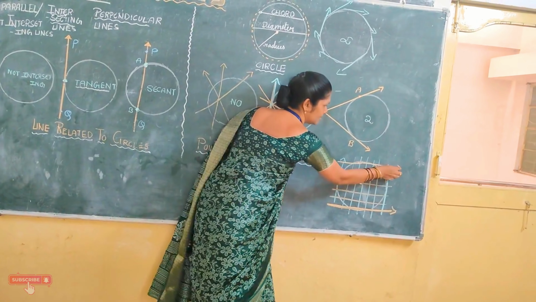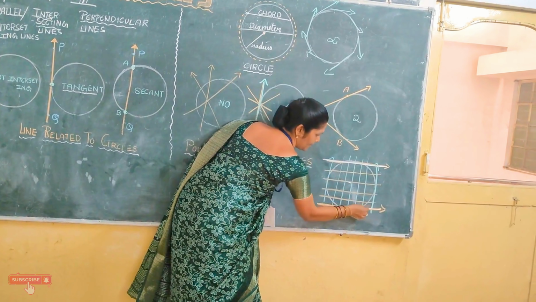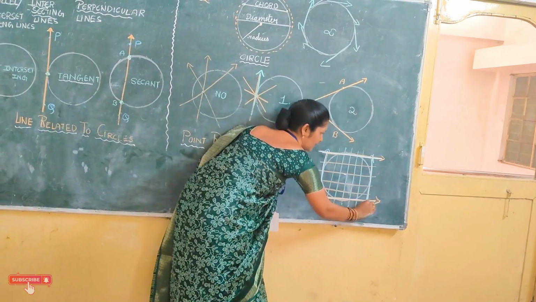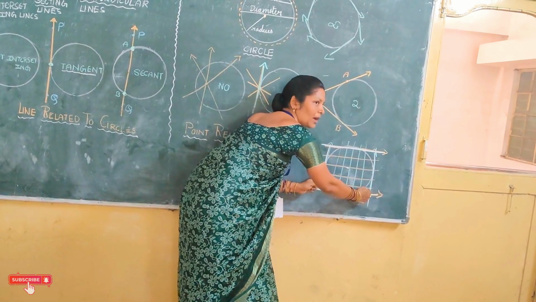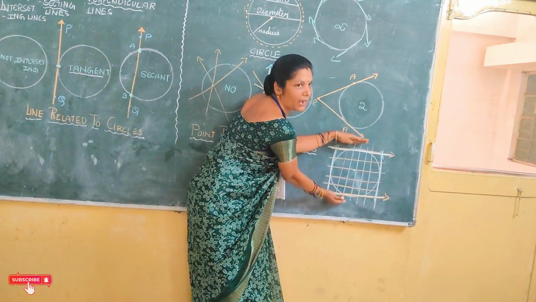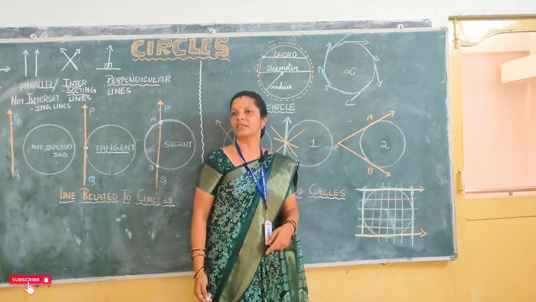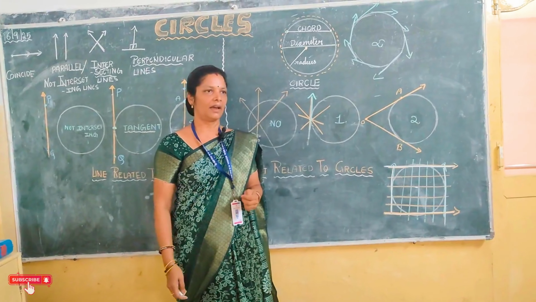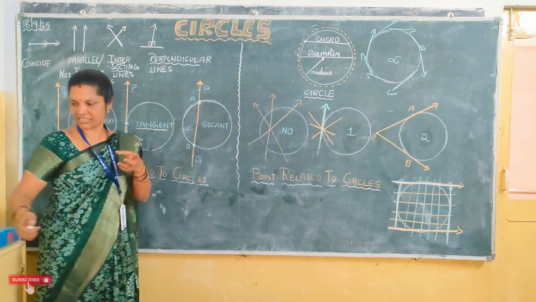The main one is this and this. This one and this one. When you take like this, these 2 are parallel. When you take like this, these 2 are parallel. Understood, children? For a circle, how many parallel lines can you draw? Only 2 parallel lines. Understood, everyone? Now come to the next part.